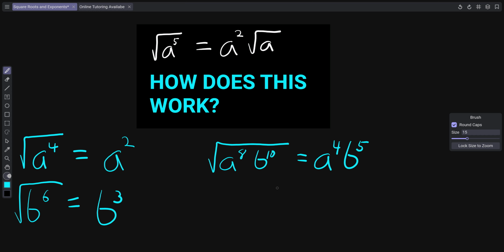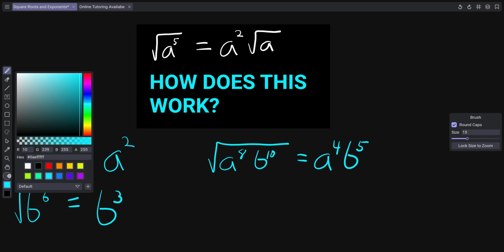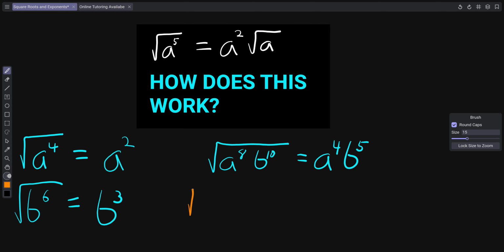But let's go back to the original example we had, which was, I'll write it in a different color. It was the square root of a to the 5th power. Well, let's talk a little bit about what it means to multiply exponents first.